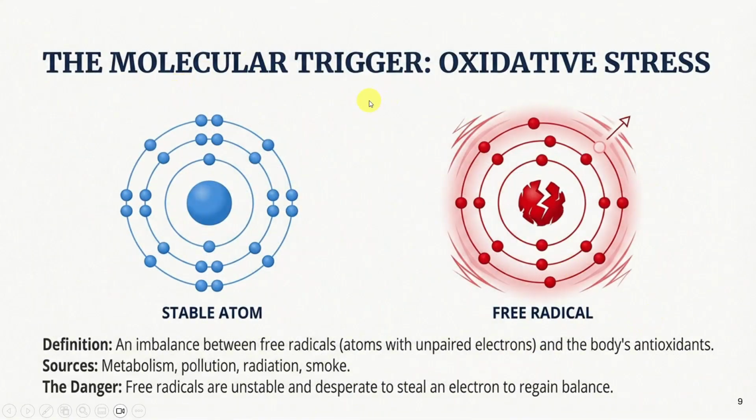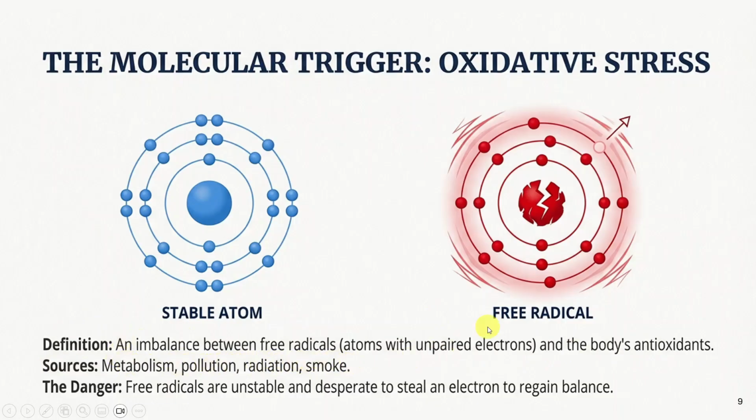Well, let's talk about the molecular trigger now, oxidative stress. So we talked about maybe what you're eating or doing or not eating or not doing, but let's talk about what's happening on an atomic level. So you have a stable atom here. It looks very symmetrical and great. Then you have a free radical. All right. So the definition is an imbalance between free radicals, which are atoms with unpaired electrons, and the body's antioxidants. The sources are metabolism, pollution, radiation, smoke.